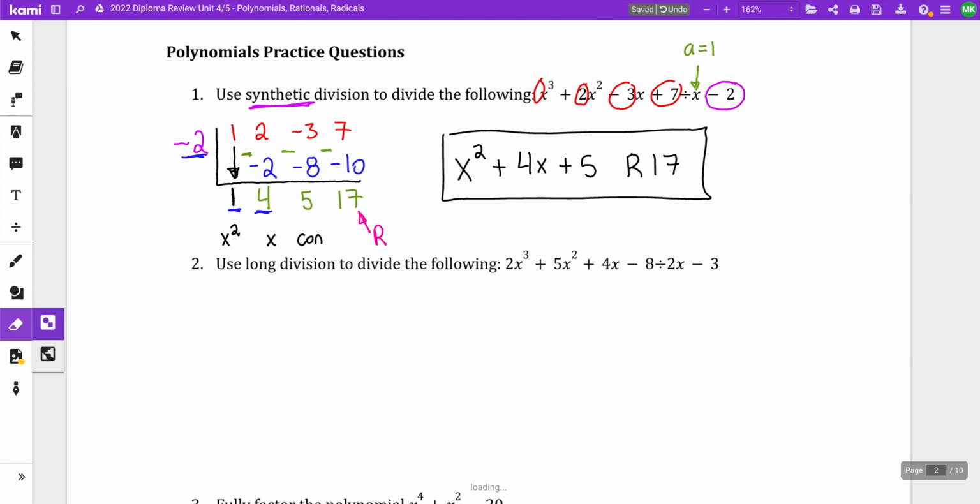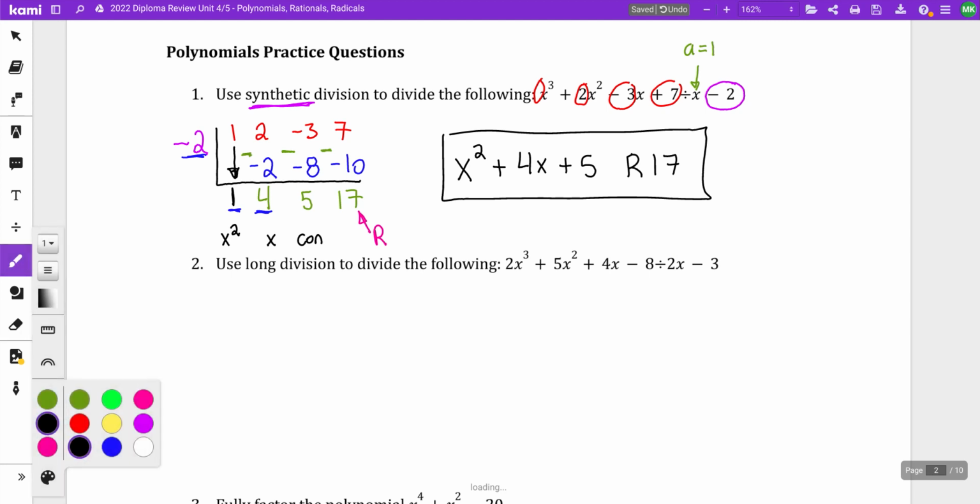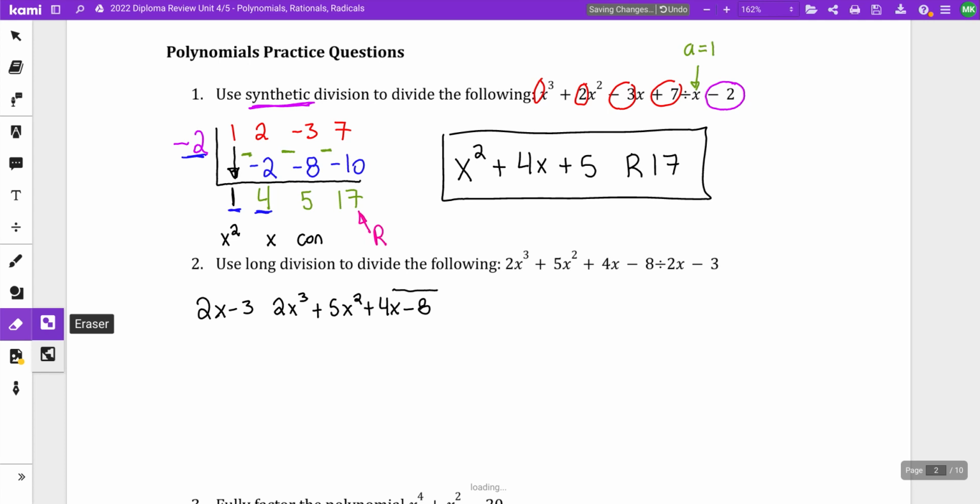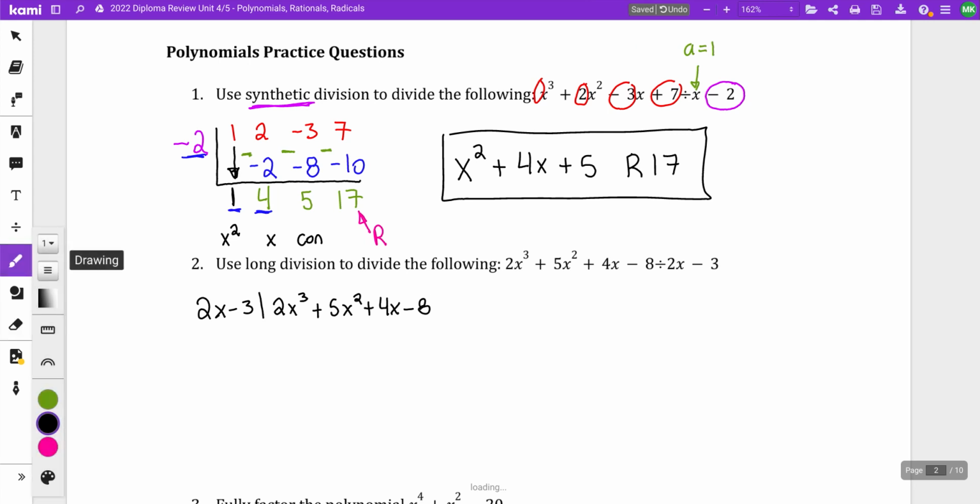So to set up long division, we go 2x minus 3 divided into 2x cubed plus 5x squared plus 4x minus 8. That looks like a root sign. I don't want it to look like a root sign.